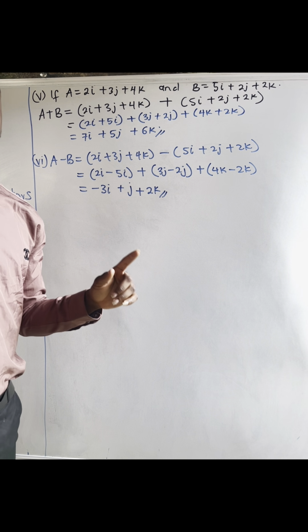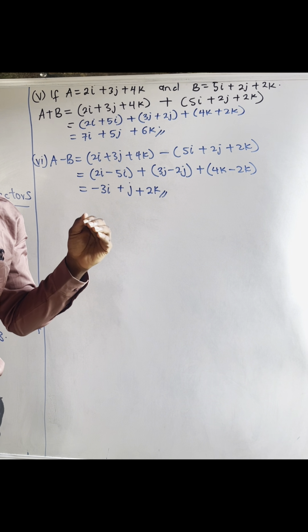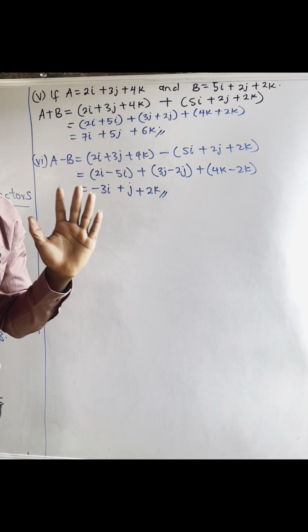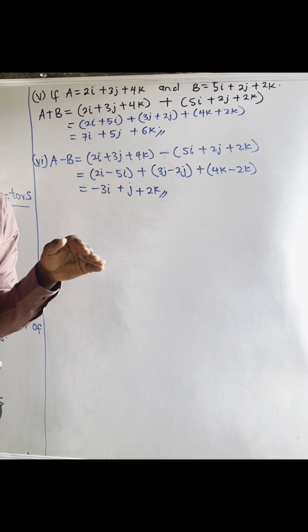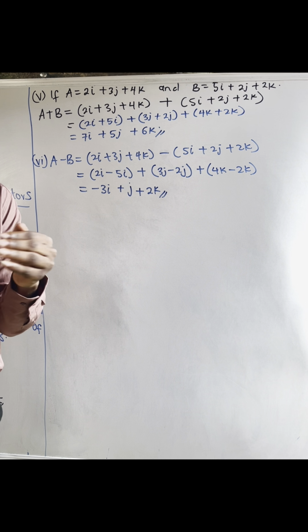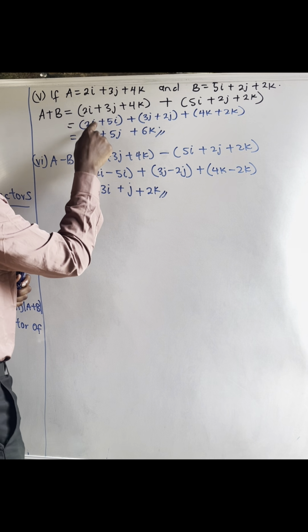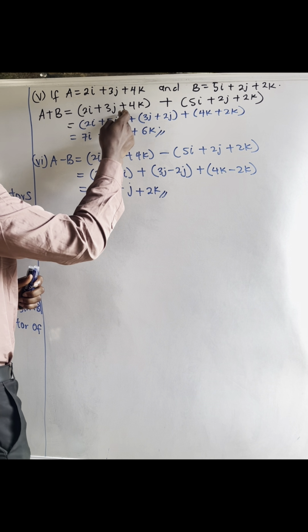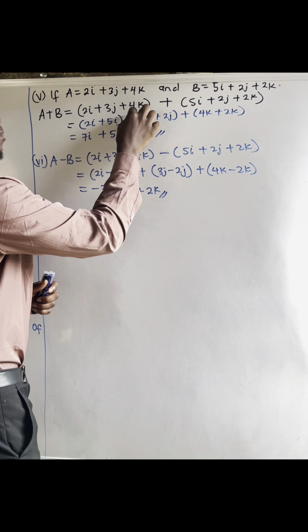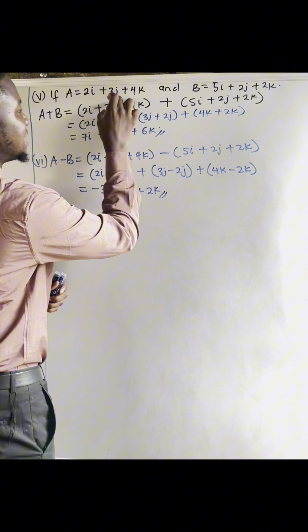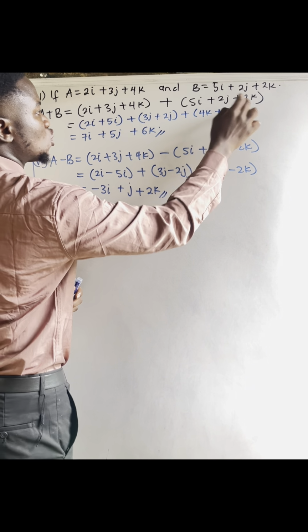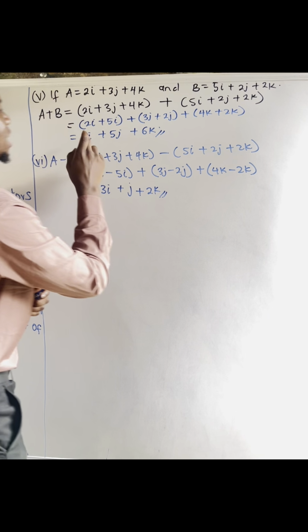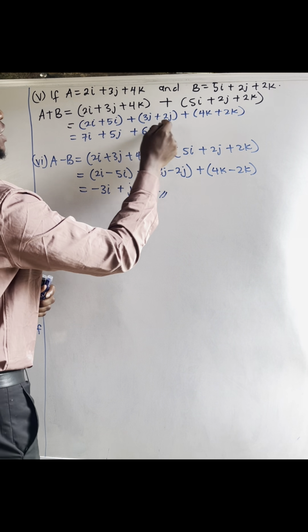Whenever we are doing A plus B or A minus B, we usually add similar unit vectors together. We are going to look at vector A and vector B, and the unit vectors that are similar to each other, we are going to add them together. This is 2i, this is 5i, so this will be 2i plus 5i. We open a bracket, 2i plus 5i. Then you place plus here. You will then go to j, 3j plus 2j, close bracket, place plus here, go to k, 4k plus 2k, close bracket. Now 2i plus 5i is 7i, plus 5j, plus 6k.